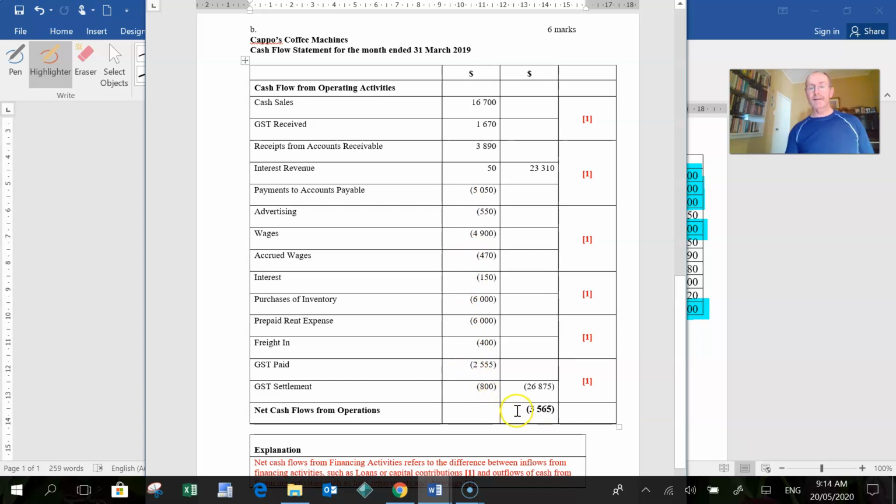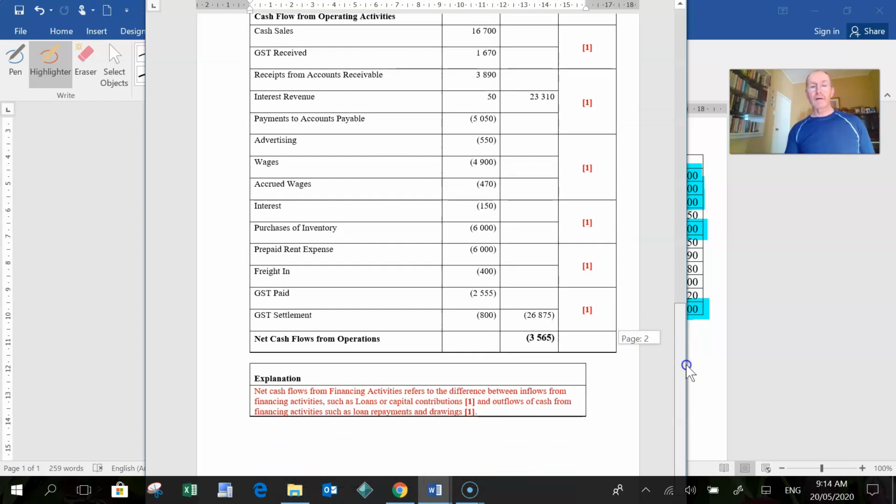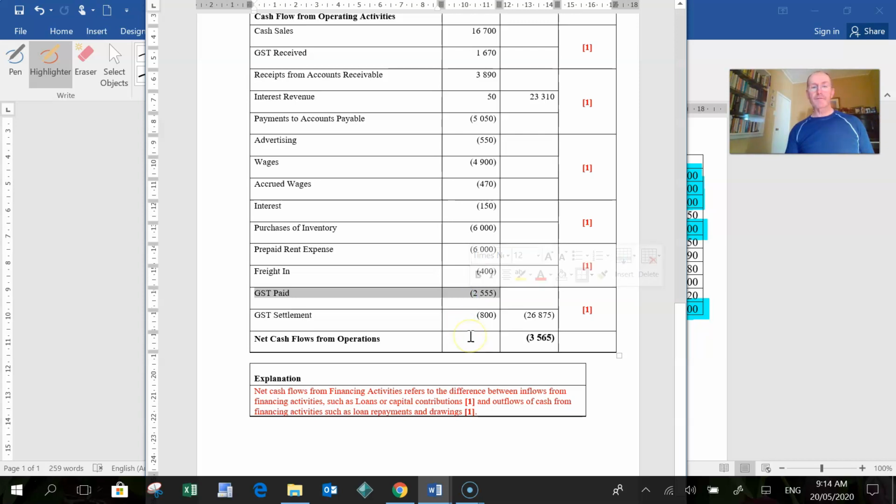So we've got a net deficit of 3,565, which, as you know from the previous topic, notes and graphs, that's a disaster, right? There's no internal cash being generated by this business at all. And you just simply write in the items. So as long as you get all of the items, the only one you had to be careful with was this one here. So you had to go back to the previous question and add up all those GST payments to get that figure of 2,555. The GST settlement was just a one-off figure. So that should have been straightforward. So hopefully that was all good.